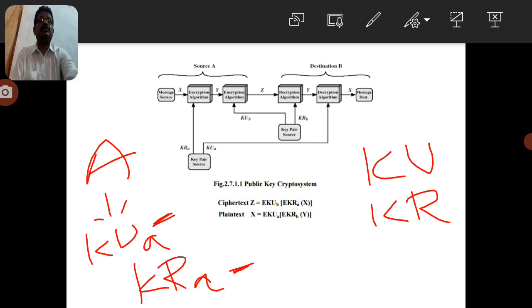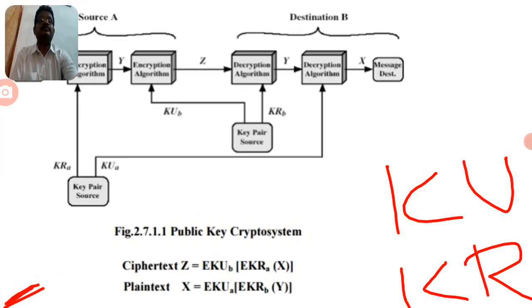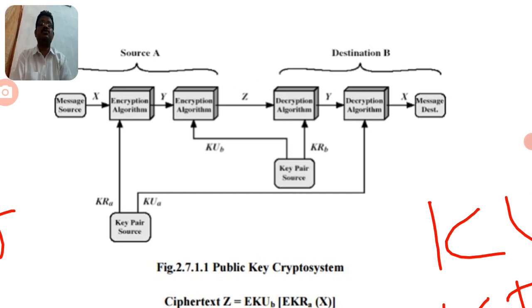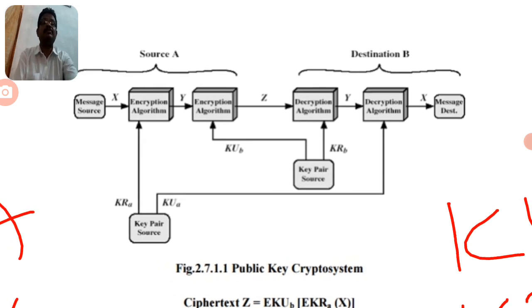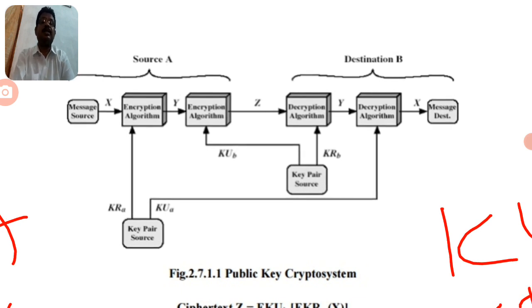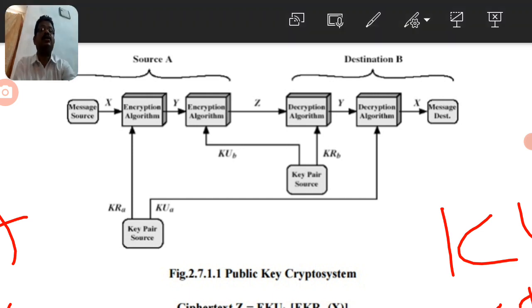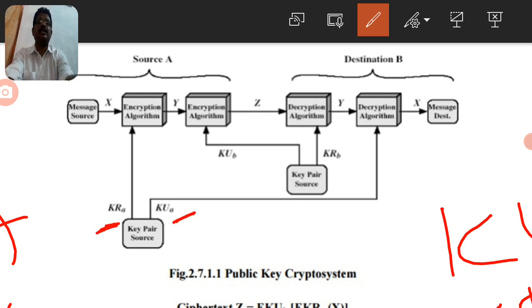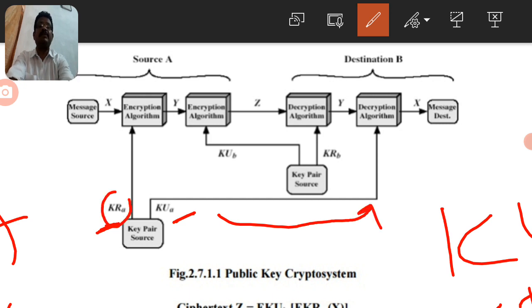Now you can observe this diagram. Here the source point is A and the destination point is B. User A generates a pair of keys, KUA and KRA. Here KRA is the private key and KUA is the public key. In public key cryptography, he distributes his public key to the receiver and keeps his private key inside. Using that private key, he encrypts the message.